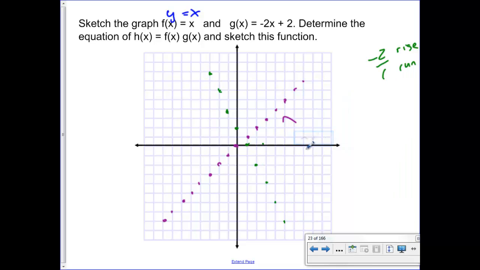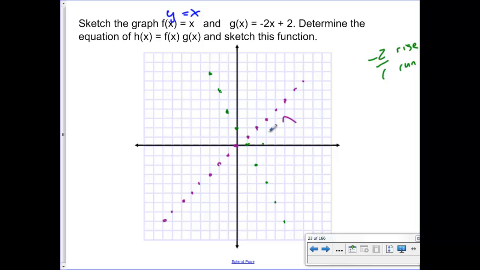Are you able to get these two linear graphs? If you guys are okay at sketching linear graphs, which we need to brush up on, I think. All I want you to do now is take the two different y values and multiply them together. What should you get when you do that? You should get a parabola, a quadratic.